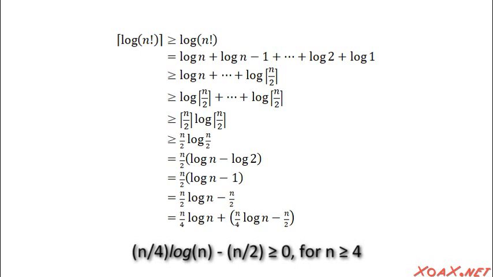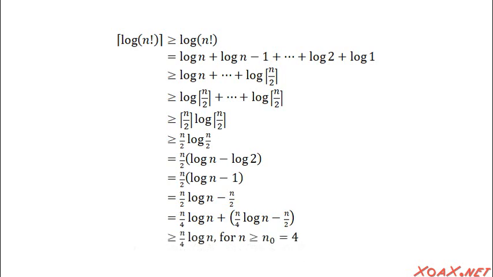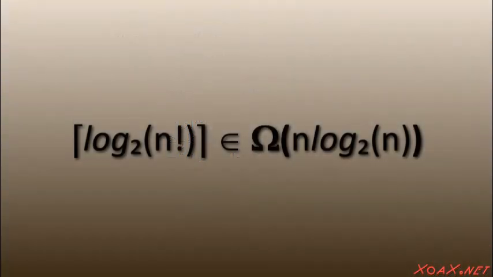In fact, for n greater than or equal to 4, this term in the parentheses is greater than or equal to 0. This means that the whole thing is greater than or equal to n divided by 4 times the log of n for n greater than n sub 0 equal 4. Now we see that this fulfills the condition of having our original function in big omega of n log n.